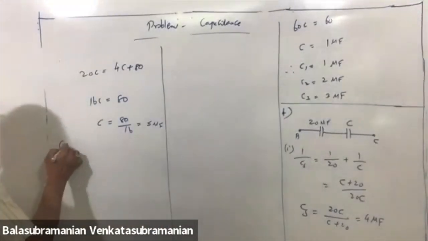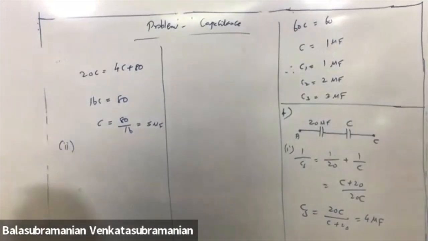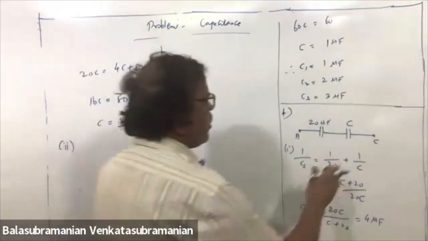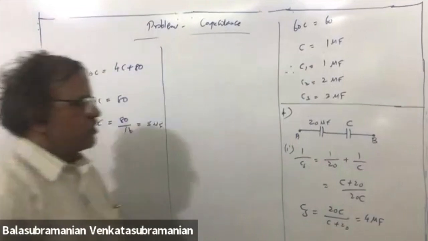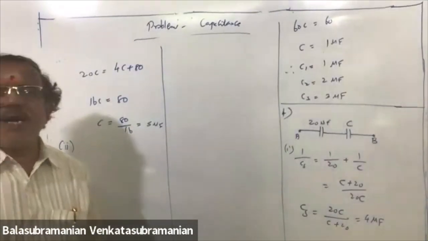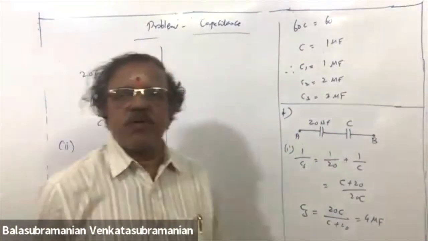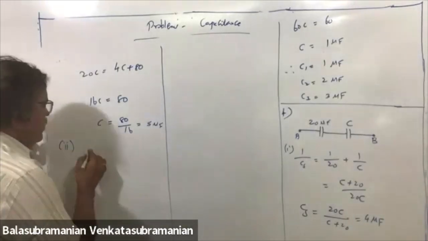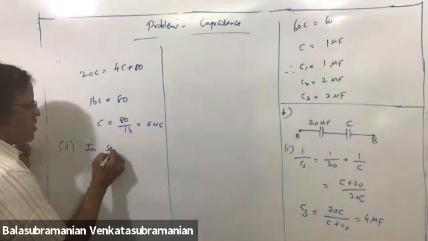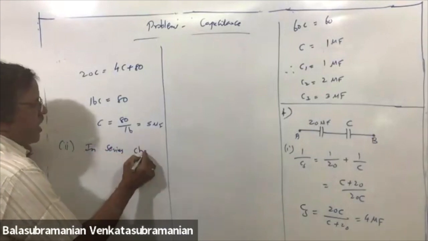Second, calculate the charge on each capacitor if a 12 volt battery is connected across A and B. This is A and B. 12 volt battery is connected across A and B. You have to calculate the charge. You know very well, in series, charge is same.